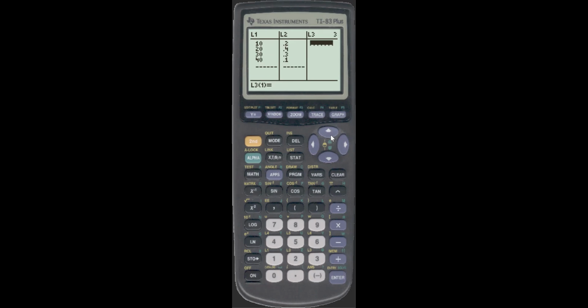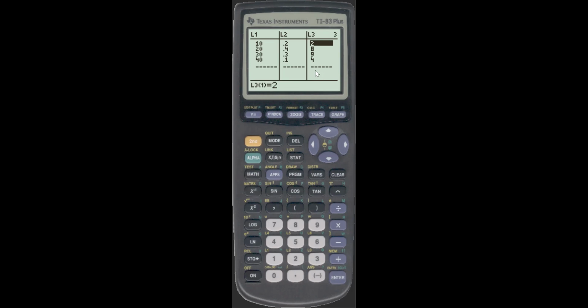Now, for list 3, I go up to where it says list 3, and I know there's no cursor, but if I were to type something, it's going to do that. You're going to go second list 1 times second list 2. What that will do is multiply list 1 times list 2. Hit enter, you get the results there. Okay. So the expected value of X is the sum of that list.